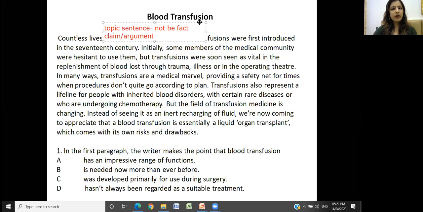So the claim and argument is more likely to have adjectives and adverbs in it, because it is the writer's claim or the writer's viewpoint. So arguments or claims will have adjectives and adverbs, whereas the factual sentences will have statistics or data that can be proven. Once I have identified the topic sentence, what is the next step? What do I do after that?